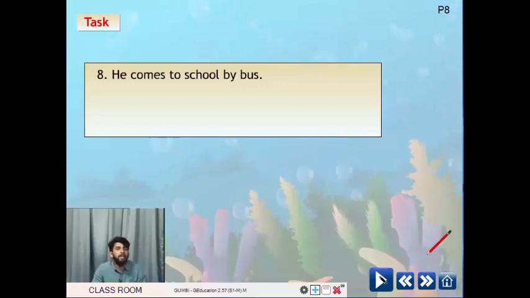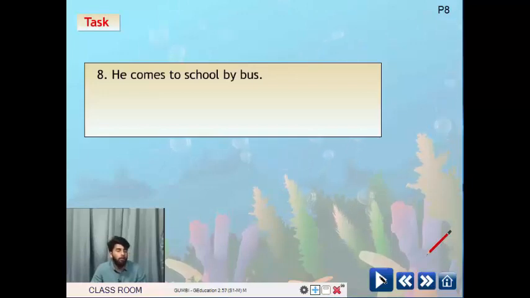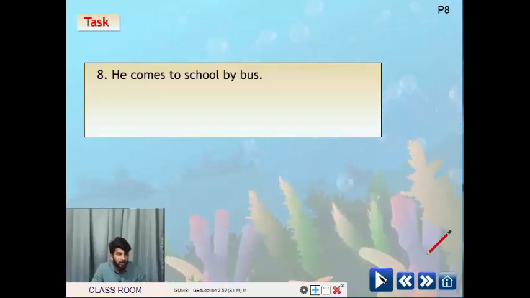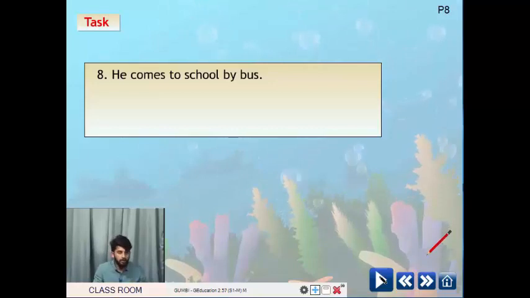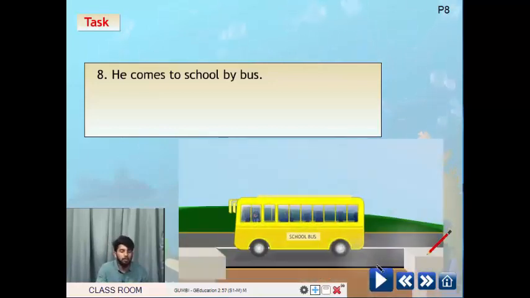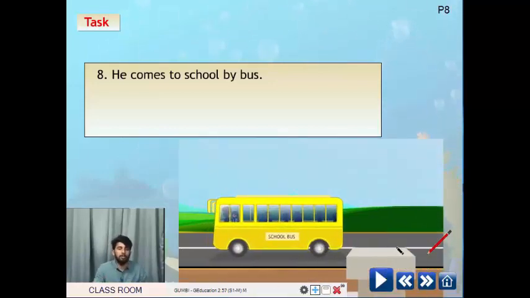Okay, next example. He comes to school by bus. Now tell me, how many subjects do we have? Only one. And do we find any connectors or conjunctions there? No. And we have only one verb. So this is a simple sentence.